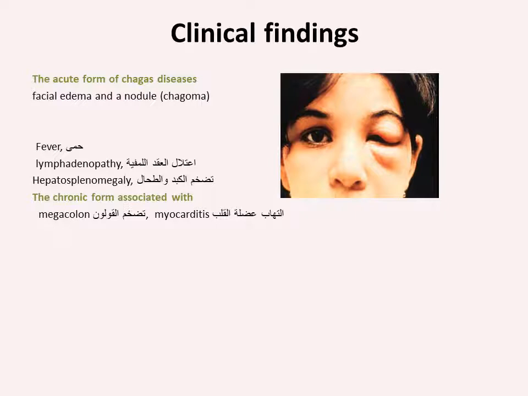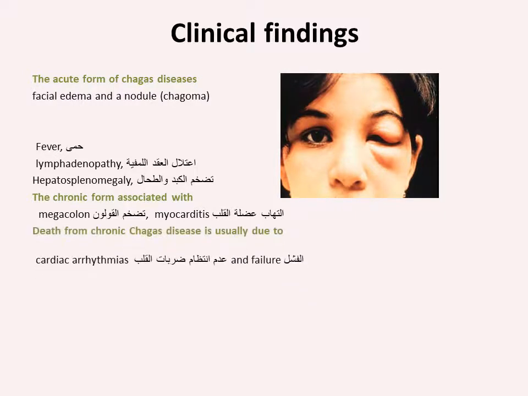Death from chronic Chagas disease is usually due to cardiac arrhythmias and failure.